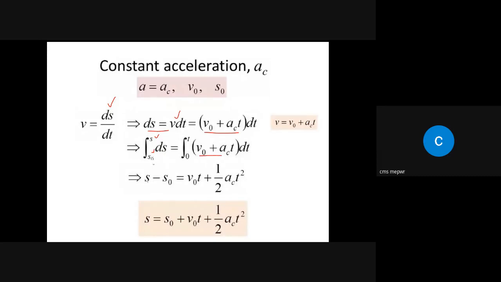When you find the integral and put in the limits, it becomes s minus s naught, and this one becomes v naught t. This one becomes half a, which is the constant, times t squared. Why does the half come? This is basically t to the power 1 plus 1, that is t squared, divided by 2. When you put the limits t and 0, you get this.